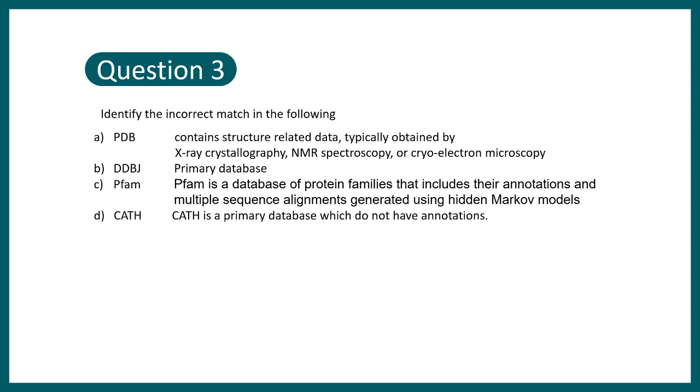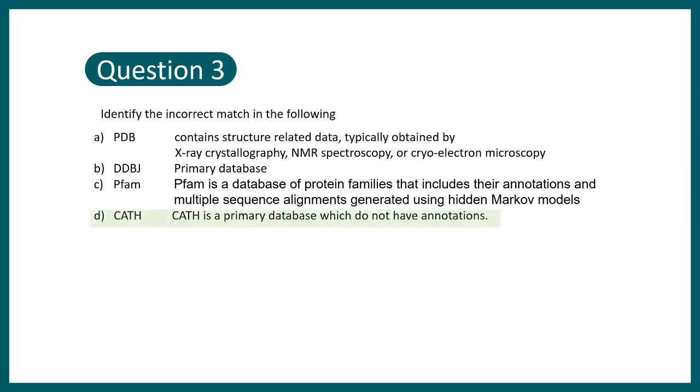So PDB contains structure-related data typically obtained from X-ray crystallography, NMR spectroscopy, or cryo-electron microscopy. DDBJ, it's a primary database. PFAM is a database of protein families that include their annotations and multiple sequence alignments generated using hidden Markov model. And lastly, CATH is a primary database which do not have annotations. So you have to choose the correct option, and the correct option is CATH. CATH is actually a secondary database.